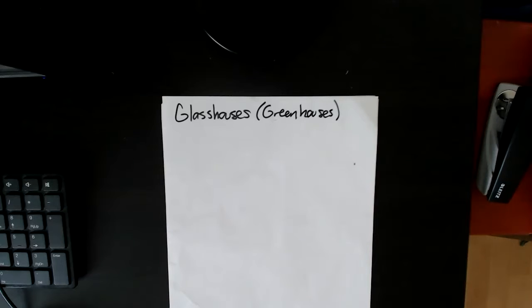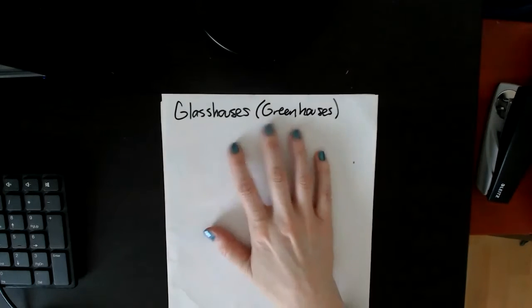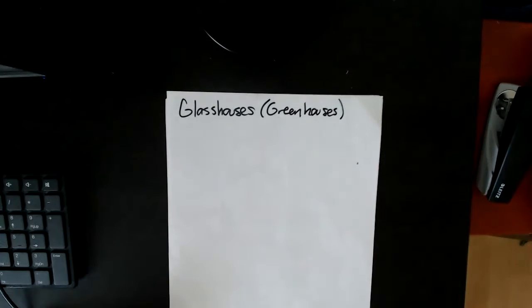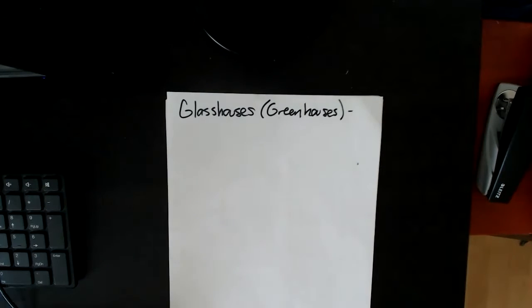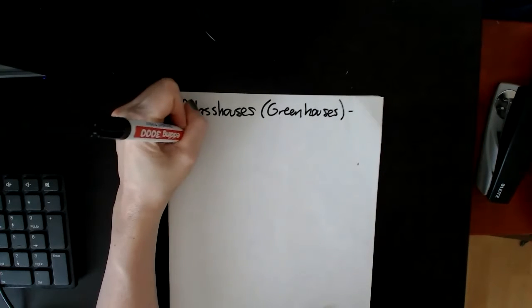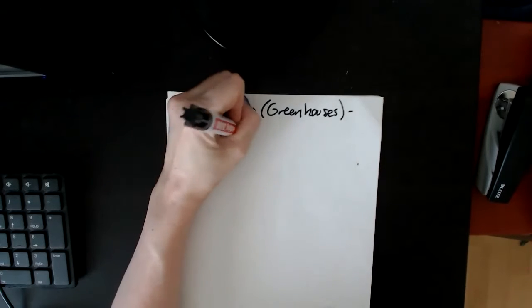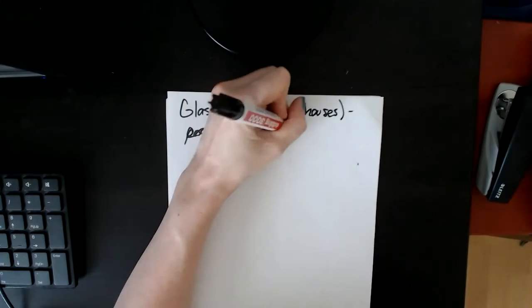So another question that comes up, or another spec that you have, is about glass houses. I'm inevitably going to call them greenhouses by accident, so I've just put that there. But glass houses provide very controlled conditions in which you can grow plants. And for this reason, because it's very controlled, you can then optimize the conditions for the plant growth.